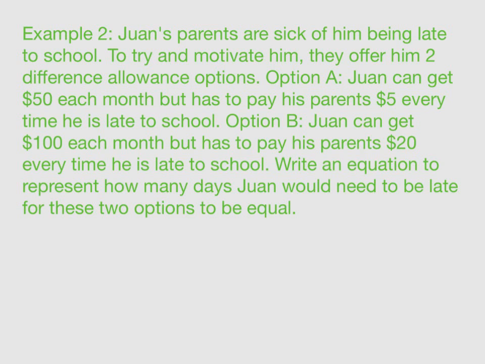Second example, just to make sure we got it: Juan's parents are sick of him being late to school. To try and motivate him, they offer him two different allowance options. Option A, Juan can get $50 each month, but has to pay his parents $5 every time he is late to school. Option B is Juan can get $100 each month, but has to pay his parents $20 each time he is late to school. Write an equation to represent how many days Juan would be late for these options to be equal.